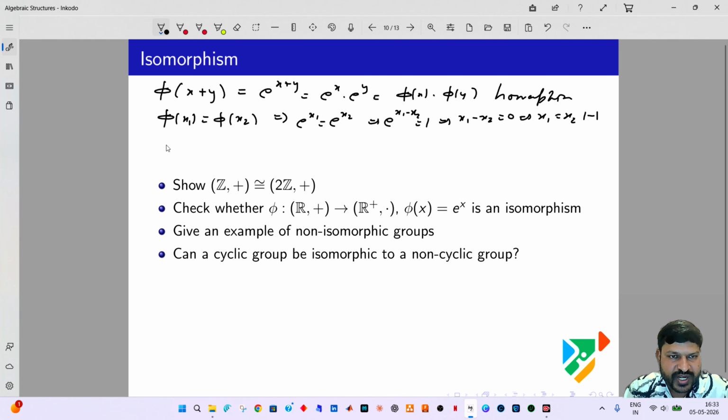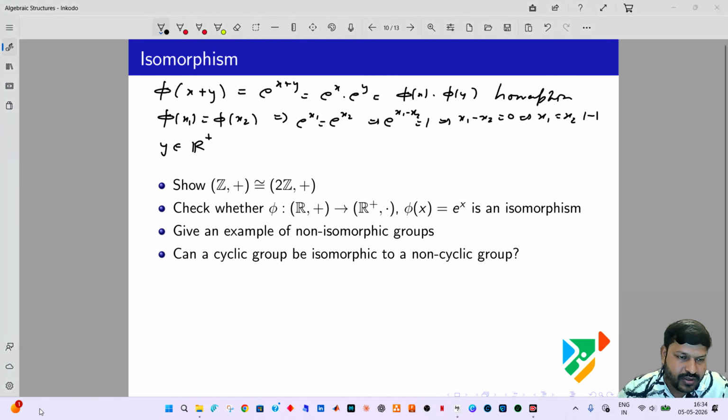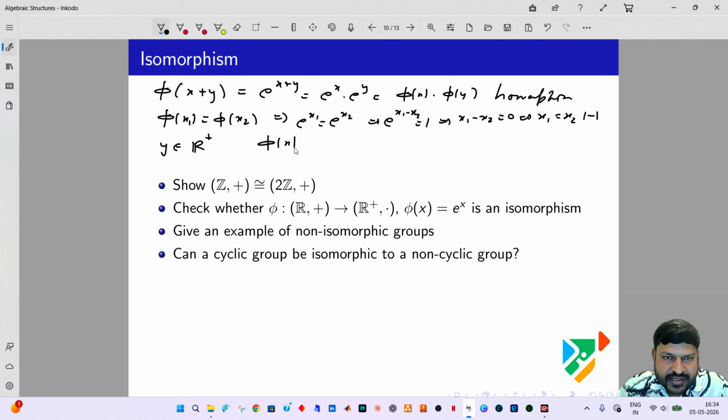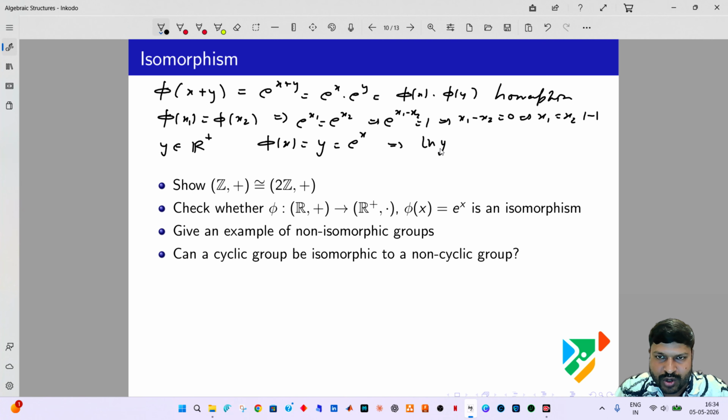Next, you have to show it is an onto function. You pick any number from the right hand side. Suppose you pick y from R plus. You have to show that there exists an element in the domain such that phi of x is equal to y. So suppose that element is x, then phi of x is equal to y, and where should x be mapped? It should be mapped to exponential power x. Now from here, if you take log on both sides with base e, what do you get? Log y equal to x. So x is equal to log y.